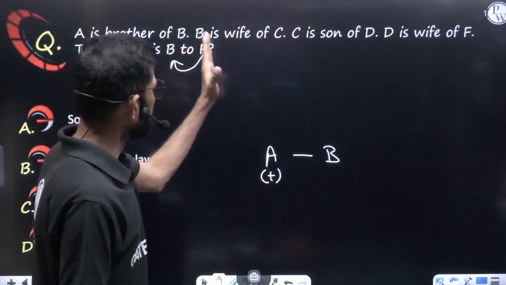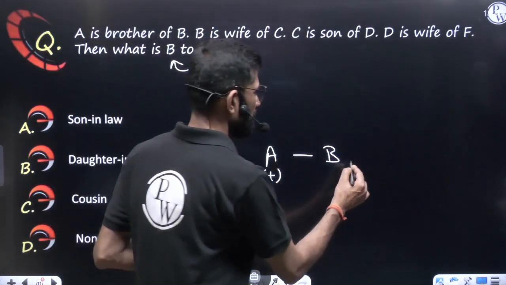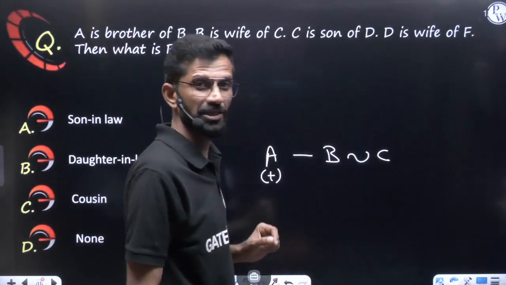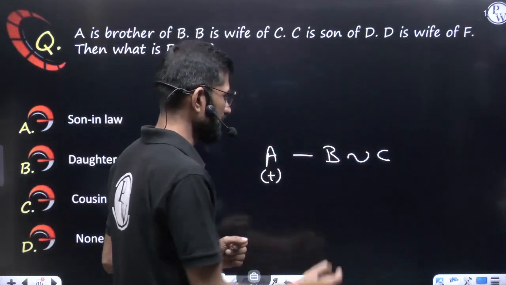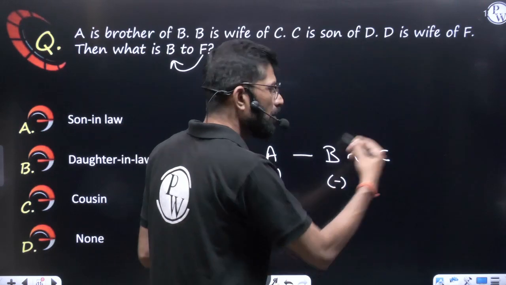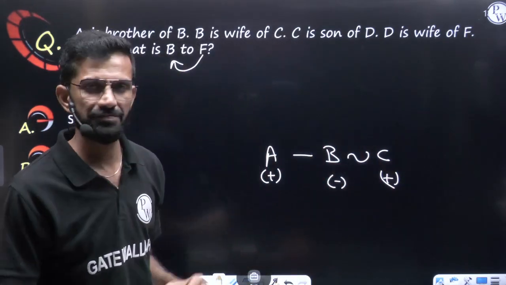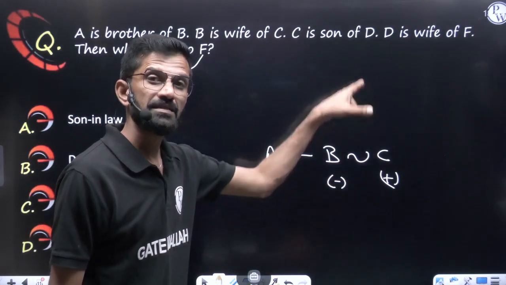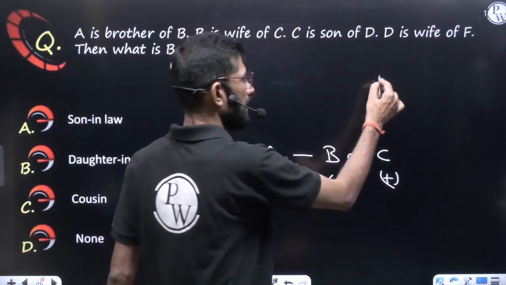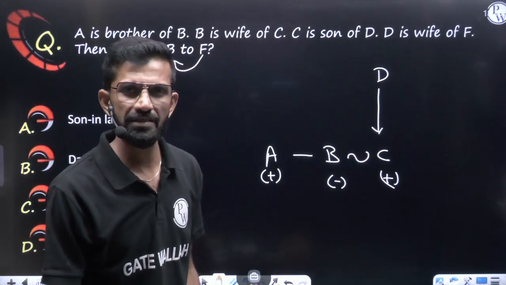Moving further. B is wife of C. So B and C are in the same generation only, but I have used some different symbols so that I can understand they are a married couple. B is wife, so B is negative. Obviously C will be positive because C will be the husband. C is son of D. So D is in the upper generation, and C is the son. Already we know that C is positive.